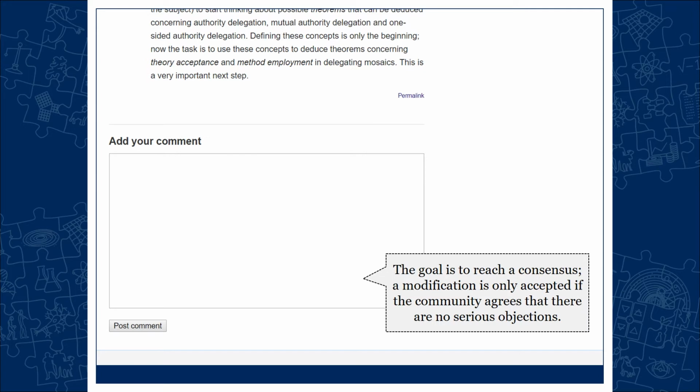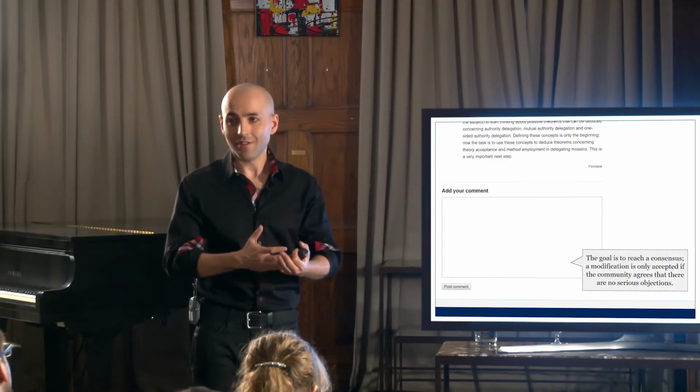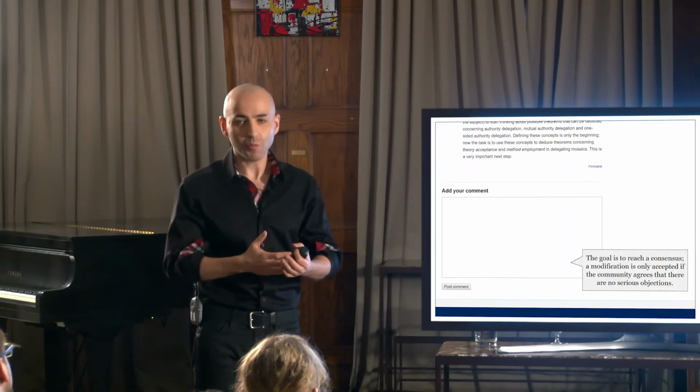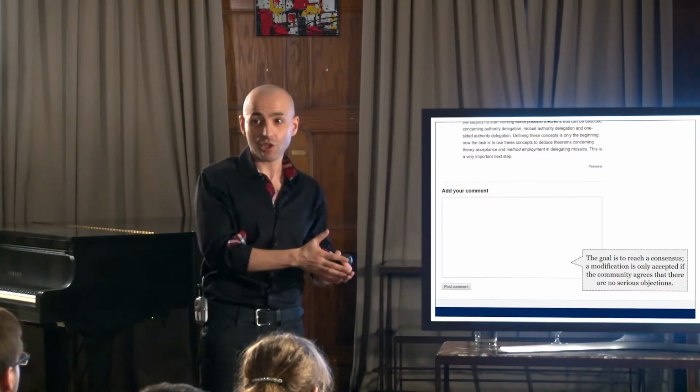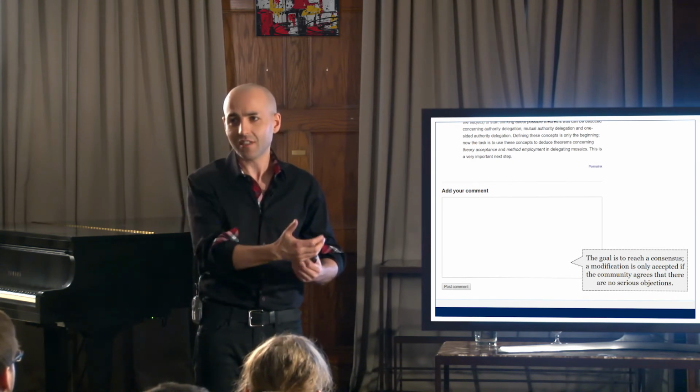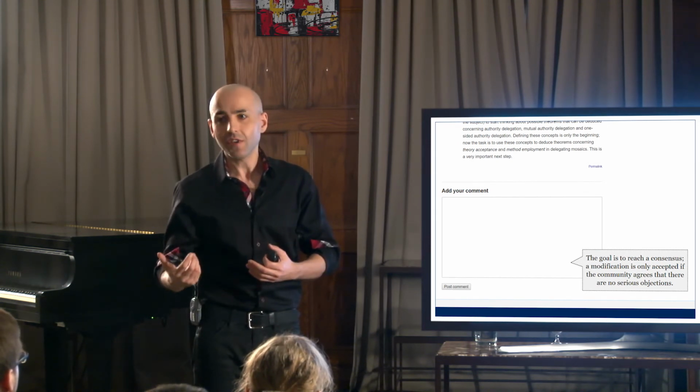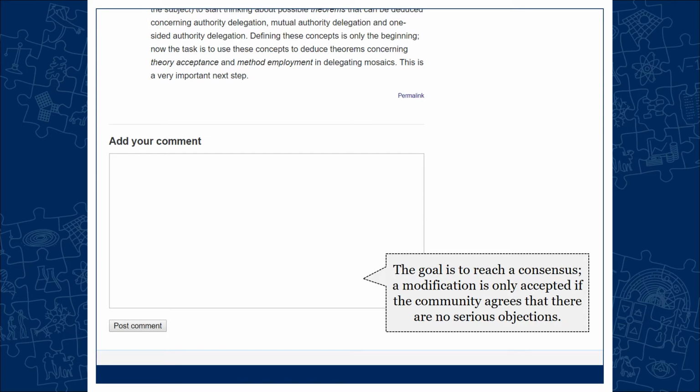So the goal here is to reach a consensus. That's the point here. The point is not to decide whether the modification is perfect or not. No modification ever is. That's not the point. But you say it's acceptable if you believe it makes our current knowledge at least slightly better. If you believe that this modification introduces at least some progress over whatever we had before that. Let's say you had a definition of something and then it turned out that there's a better definition, which is also not ideal, but at least it's slightly better than what you had, then you say, yeah, I think it's acceptable. So a modification is only accepted if the community agrees that there are no serious objections.